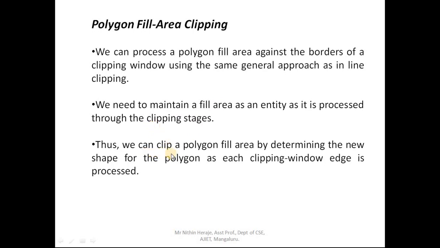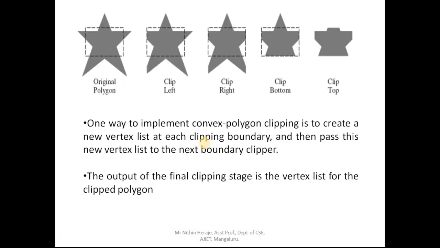Next point: we can clip a polygon fill area by determining the new shape for the polygon as each clipping window edge is processed. As you progress, say you go for left clipping, then when you move to the next, the right clipping, you'll have a new object there which is already left clipped. That's what this point means.